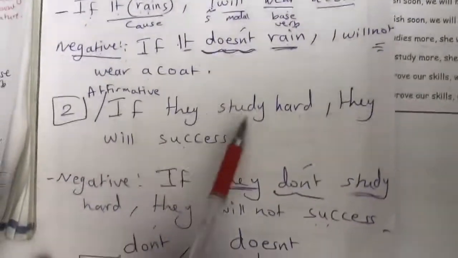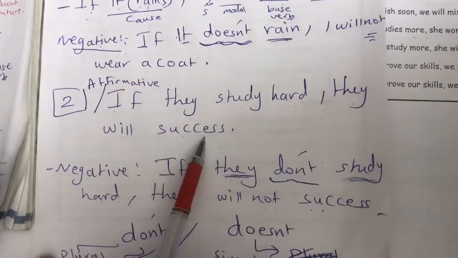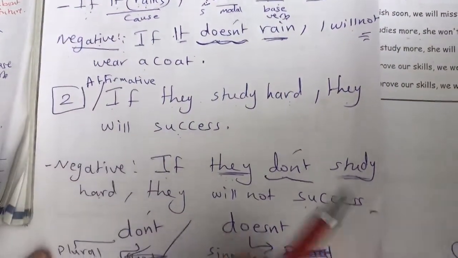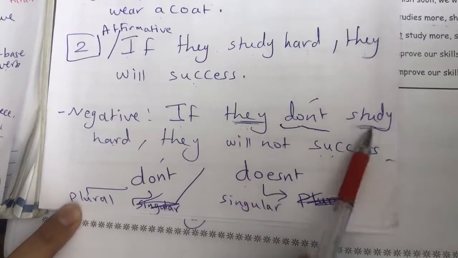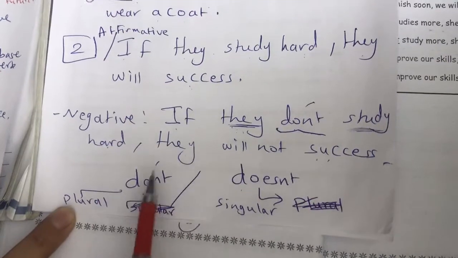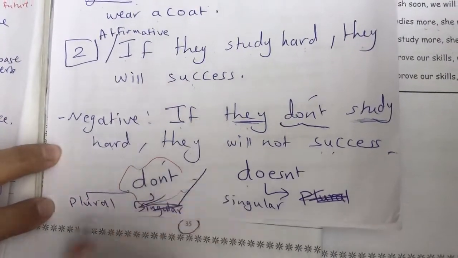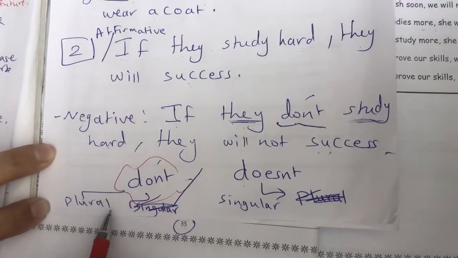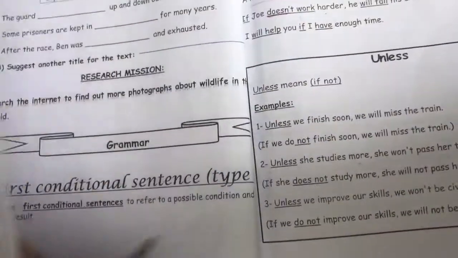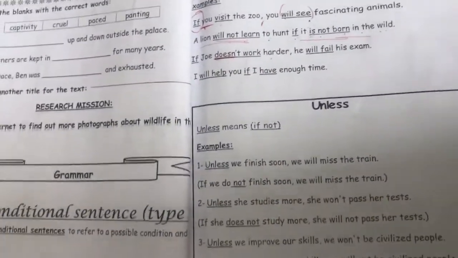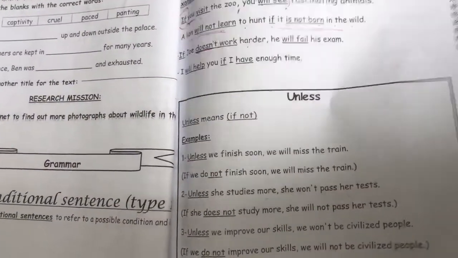Look here, if they study hard, they will succeed. Okay, this is an affirmative sentence. Now, if I want to negate it or make it negative, if they don't study hard, they will not succeed. So, don't for plural when I make negative for present, doesn't for singular. Okay, my students? Now let us go to exercise 1, or before exercise 1, here in the booklet at page 38.